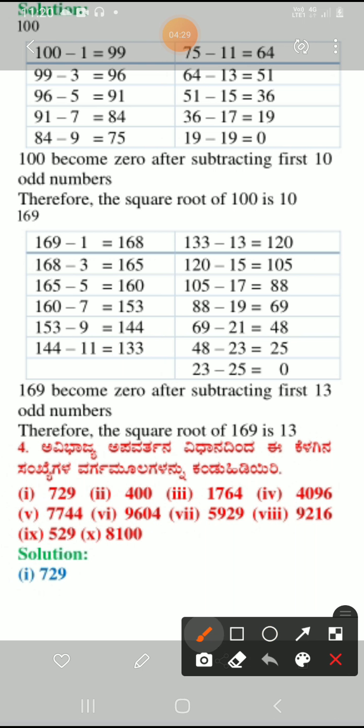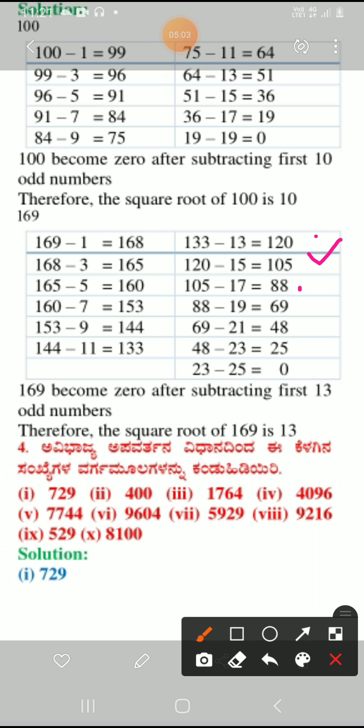Got it? After 11, the next odd number is 13. So 133 minus 13 is 120. What do we need to do here? We have just discussed that the final answer we must take here, and then subtract it with the next odd number, right? So here 120 minus 15 is 105.